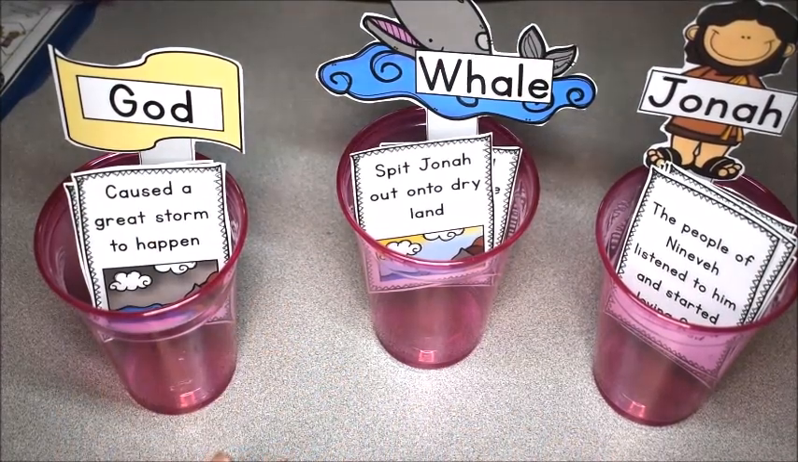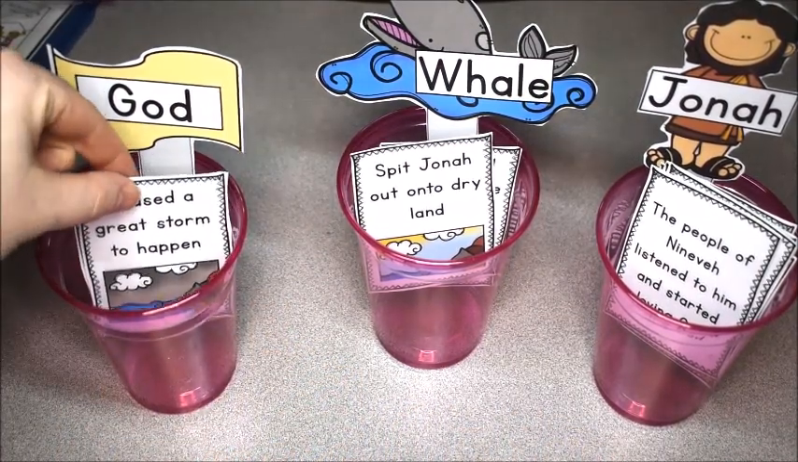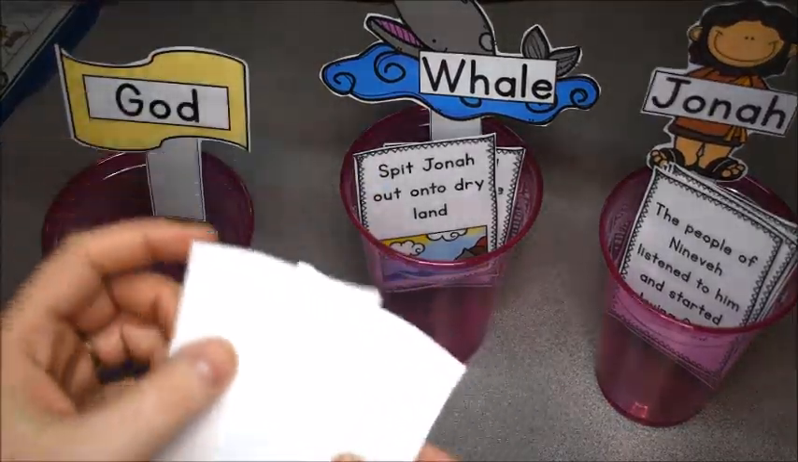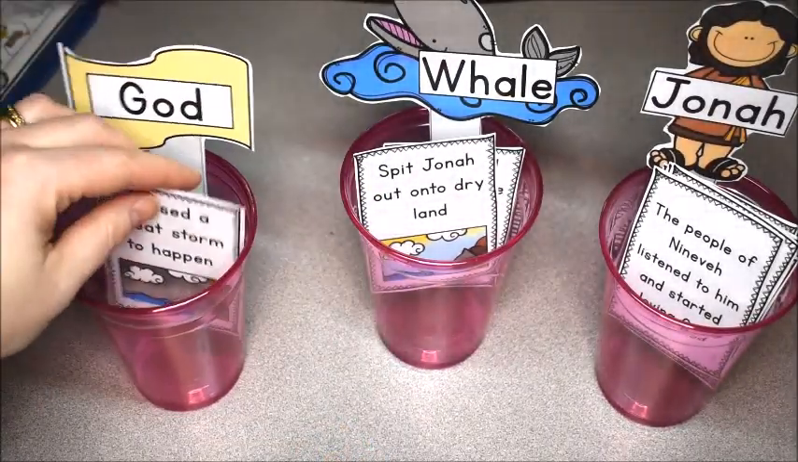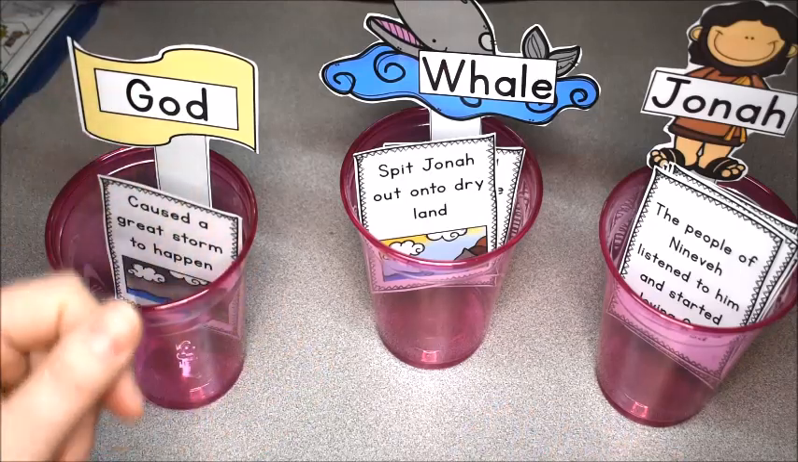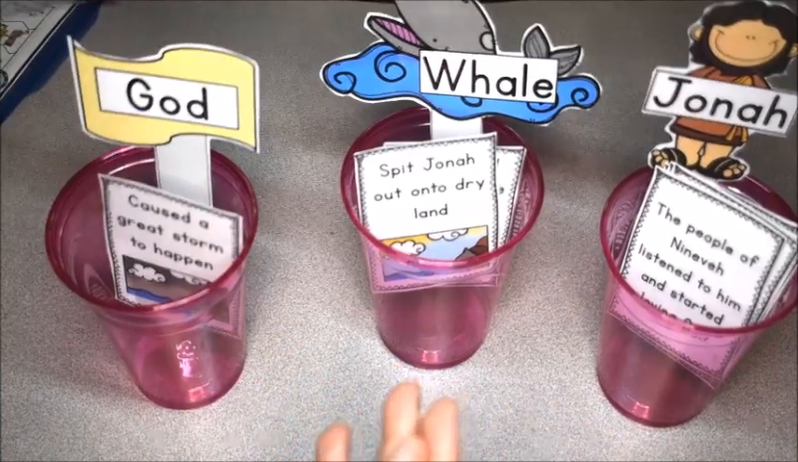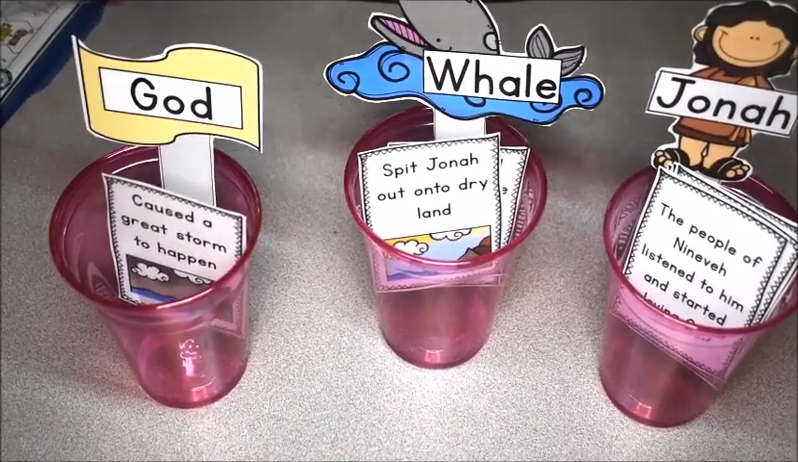All right, so when the kids are done, you can check and see if they got the cards all in the right cup. You can also have them take a dry erase marker and then write the person on the back of the card, in case you are going to check it later when the cards are mixed up again, to see if they got it correct. But yeah, there's the first activity. Let's go on to another one.